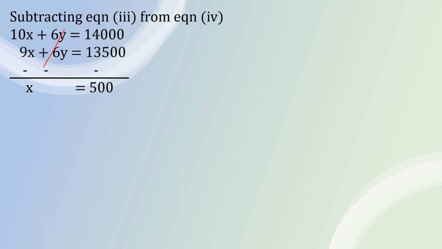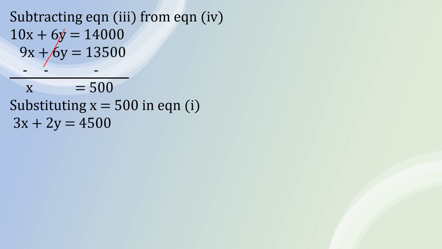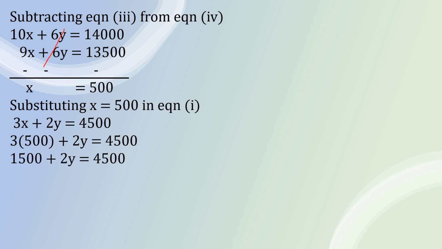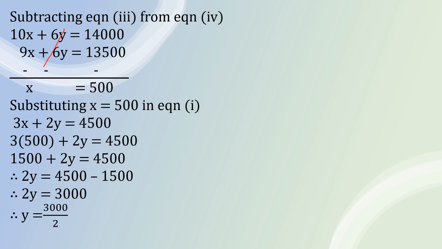Now you can substitute this value in any of the equations. Substituting x equal to 500 in equation 1. So let's write down equation 1 first: 3x plus 2y equal to 4,500. So it will become 3 into 500 plus 2y equal to 4,500. So it will become 1,500 plus 2y equal to 4,500. You will bring this 1,500 to the right hand side. So your next step will be 2y equal to 4,500 minus 1,500. So you'll get 2y equal to 3,000. So we'll find the value for y, that is 3,000 divided by 2.